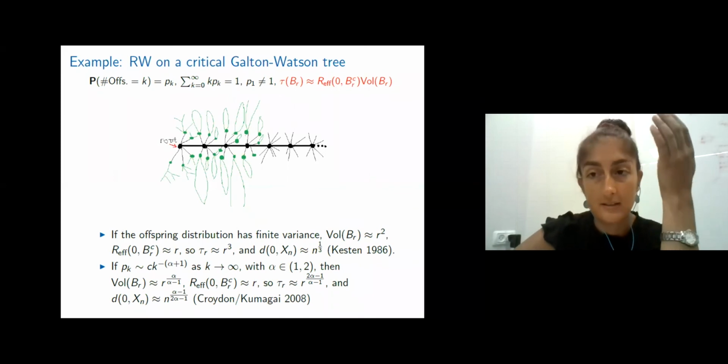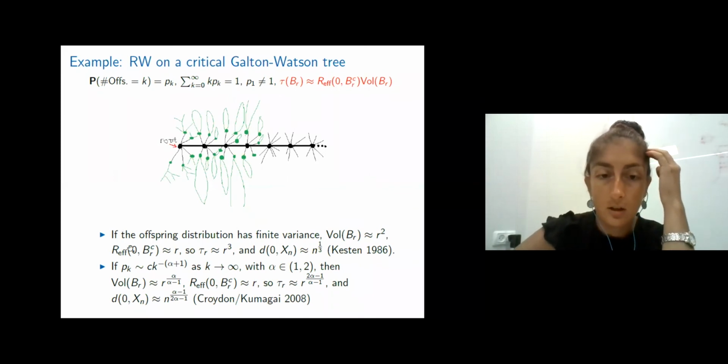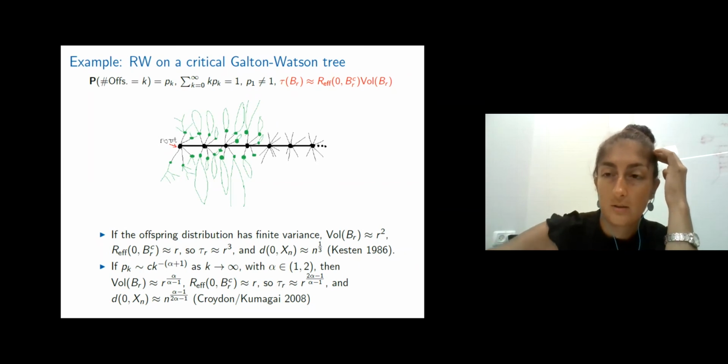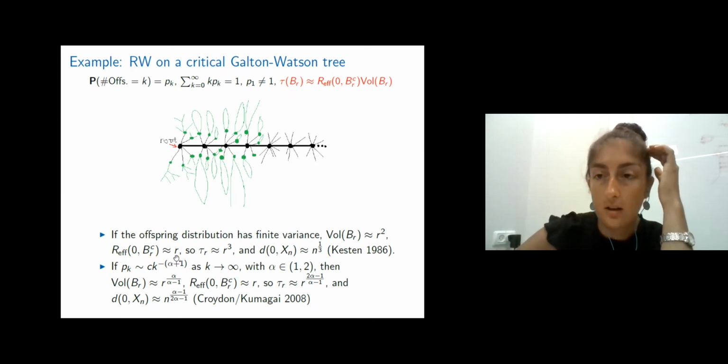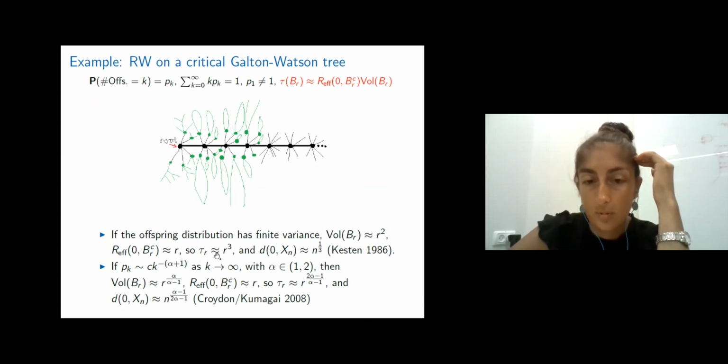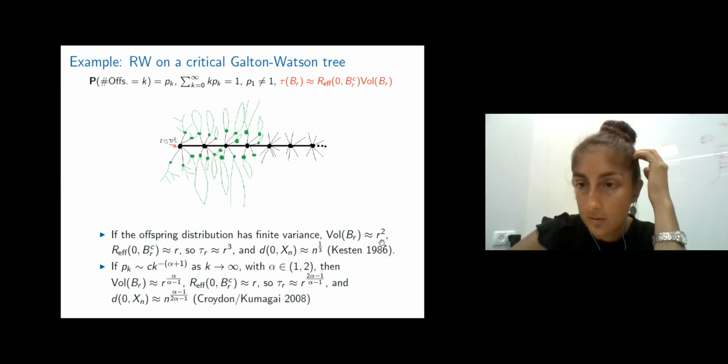But the point is it can be a lot less than r if you have many paths going to the boundary. On a critical Galton-Watson tree, because it doesn't naturally survive, you only have a very small number of paths going to the boundary of a ball of radius r, which means that the effective resistance is really of order r. So if you plug these two things into the heuristic, you get that the exit time from a ball of radius r should be of order r cubed. Then you can invert this relationship to get that the distance of a random walk at time n should be of order n to the one third. So this is for finite variance Galton-Watson trees.